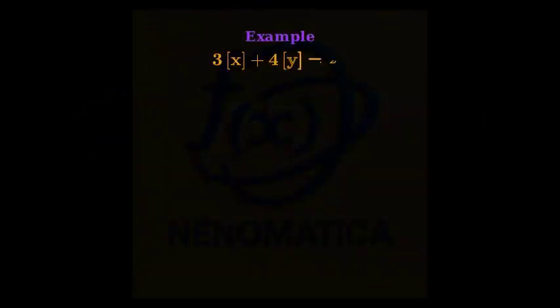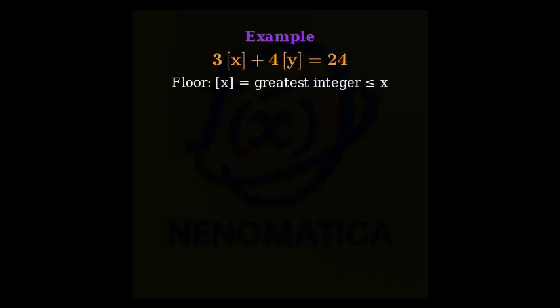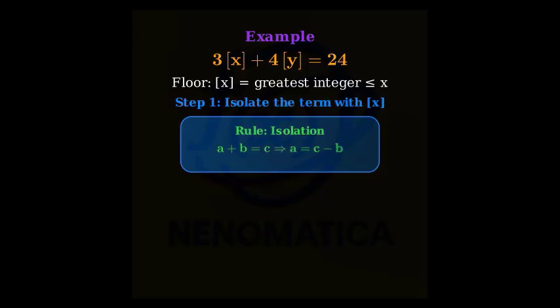Example, we will solve the equation 3 bracket x plus 4 bracket y equals 24 step by step, exactly following the structure and logic shown. Here, bracket x and bracket y denote the floor function, the greatest integer less than or equal to x and y respectively. Step 1. Isolate the term with bracket x using simple rearrangement.